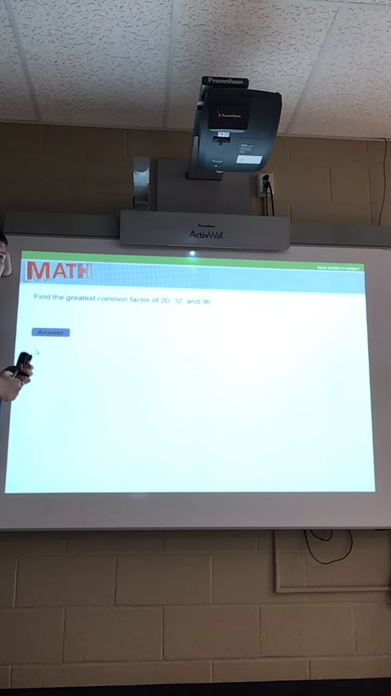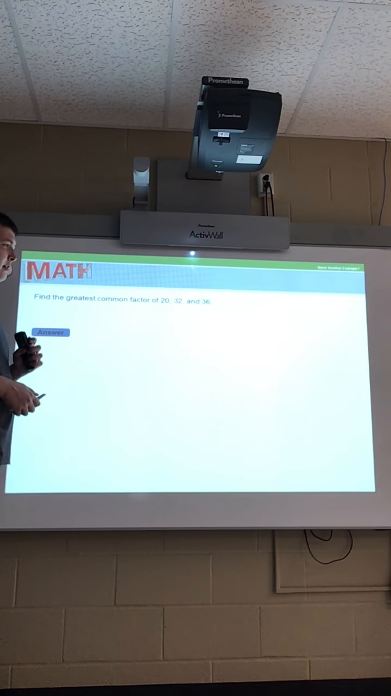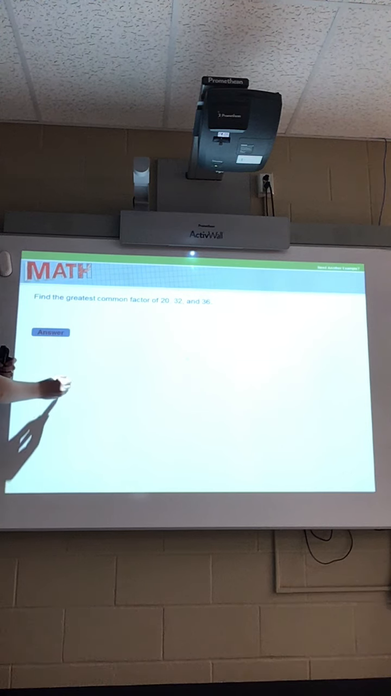Okay, so this is another chance for you to try it on your own. You can find the greatest common factor of 20, 32, and 36. Pause the video right here and try it on your own, and then when you are done, push play and see if you are right. And you should have got for your answer 4.